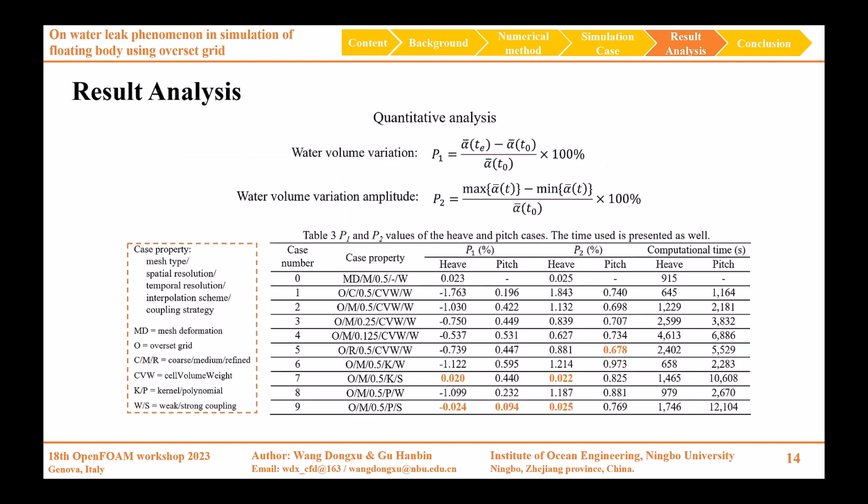Then we conduct a quantitative analysis on our simulation results. We introduced the two parameters, the water volume variation and water volume variation amplitude, P1 and P2. The table lists all the values of the two parameters.